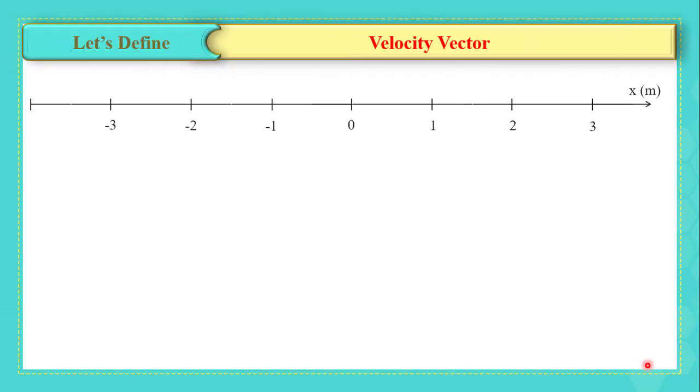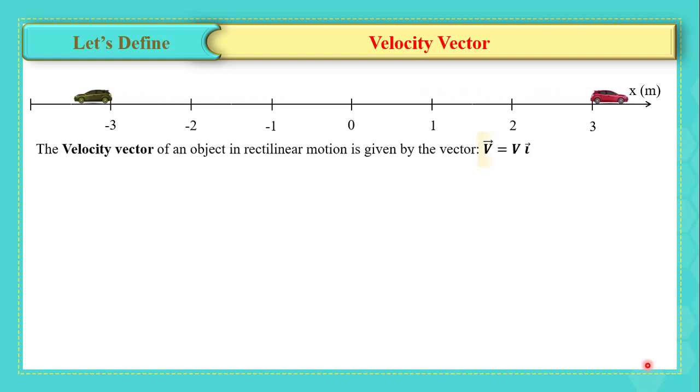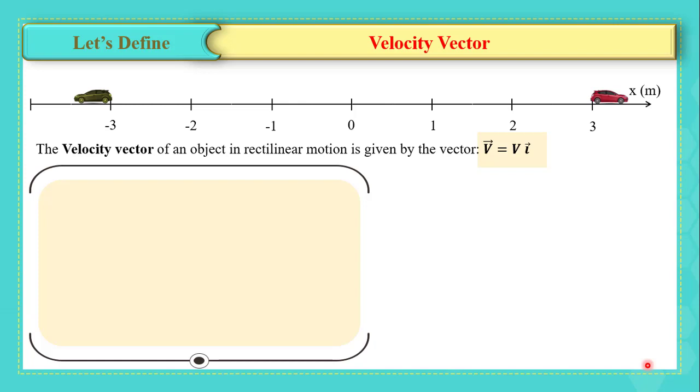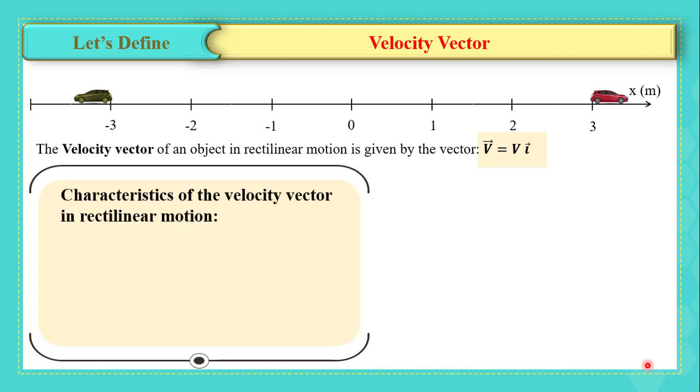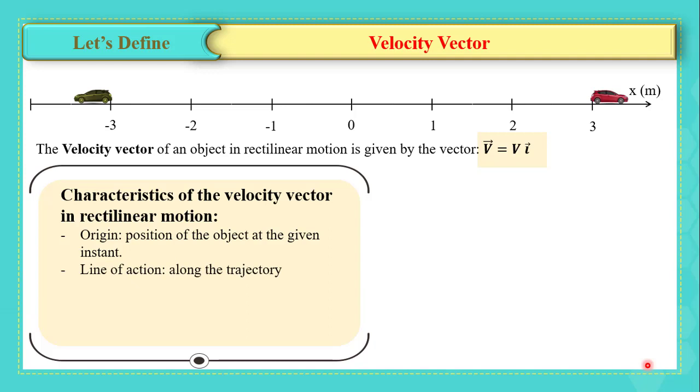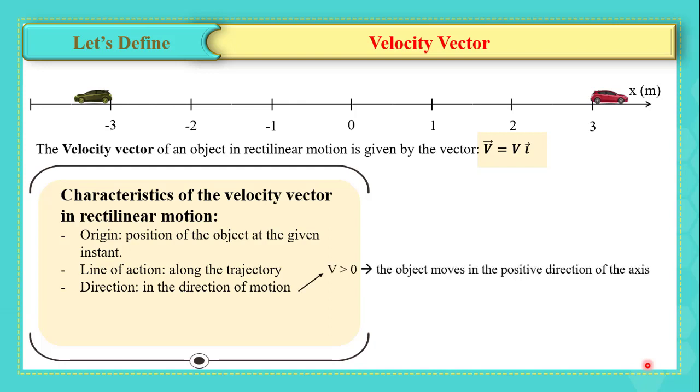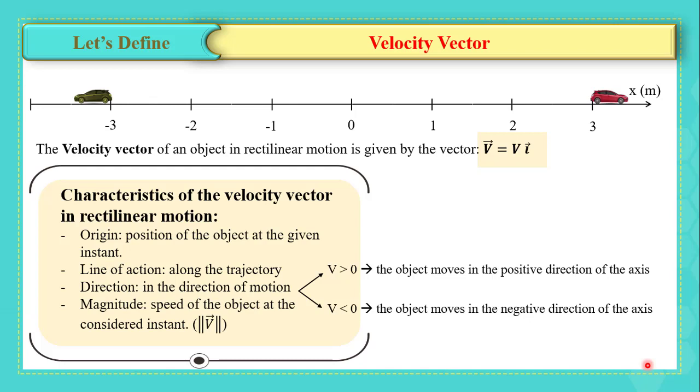The velocity vector of an object in rectilinear motion is given by v vector equal to v i vector. The characteristics of the velocity vector in rectilinear motion are the origin, which is the position of the object at the given instant; the line of action, which is along the trajectory; the direction, in the direction of motion. It is positive if the object moves in the positive direction of the axis, and it is negative if the object moves in the negative direction of the axis; and the magnitude, which is the speed of the object at the considered instant, which is equal to the norm of the vector v.